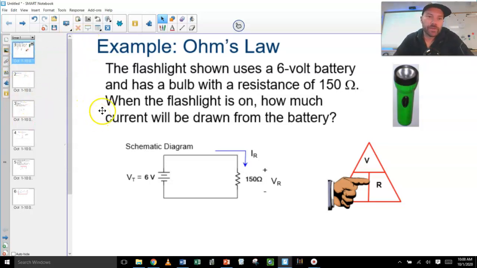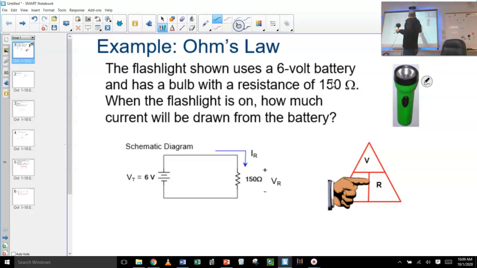So let's start out here. It says the flashlight shown uses a 6-volt battery, and they have a schematic diagram right here. And there's a bulb, and a light bulb is just schematically like a resistor. I'm going to change this to 120, because my simulator won't let me do 150, so I'm just going to cross this off and make it 120, just so we can simulate it easily.